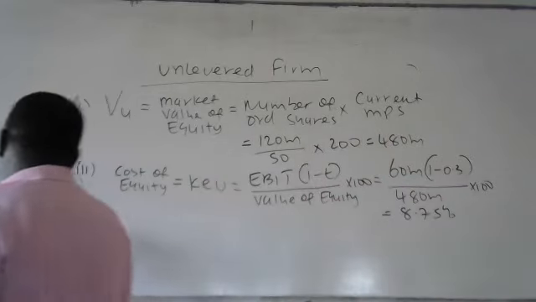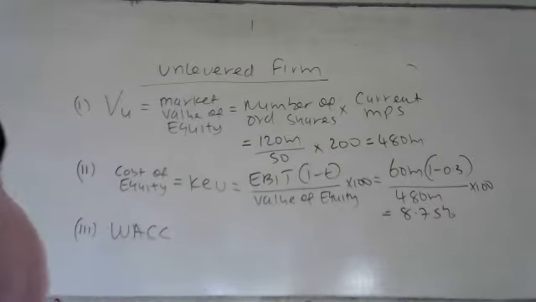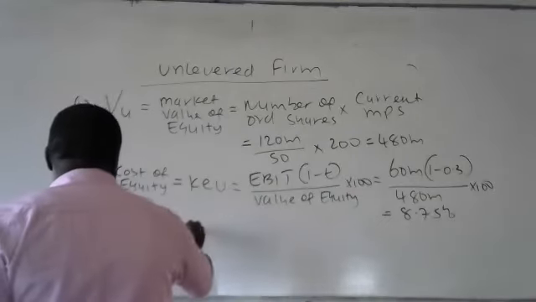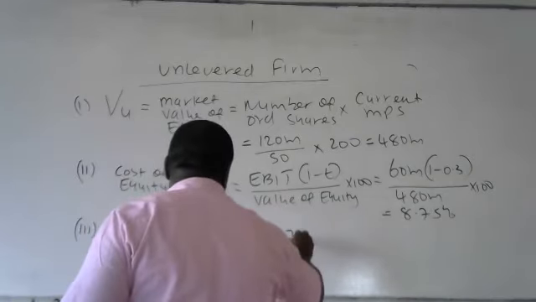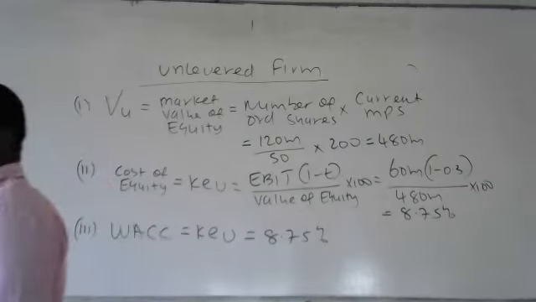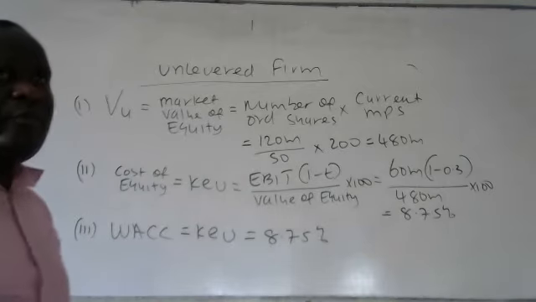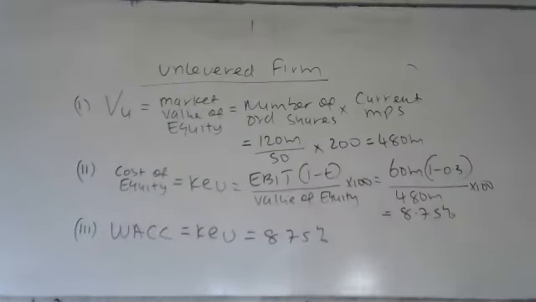We also need to compute the WACC. But when the farm is unlevered, WACC is the same as KEU. So this is already calculated. It will just remain 8.75%. When the farm is unlevered, WACC is the same as the cost of equity of that unlevered farm, simply because there is no debt. So we have analyzed when the farm was unlevered.